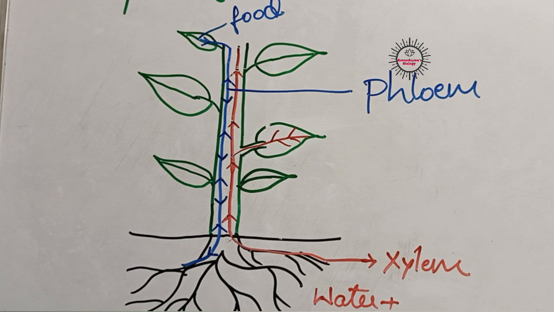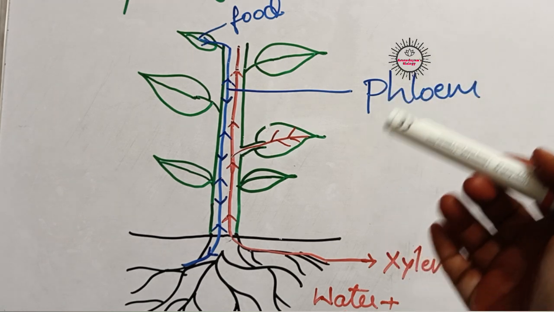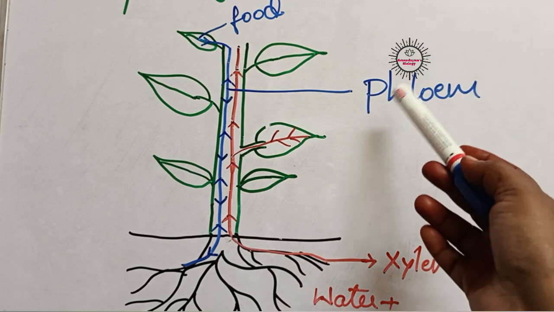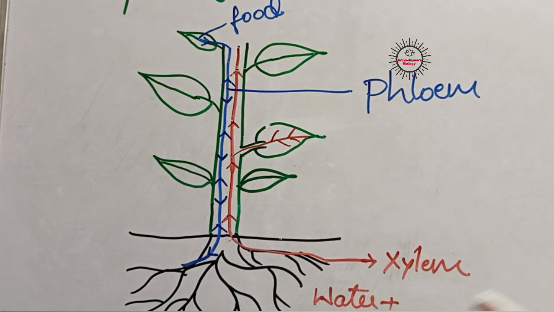Transportation of food materials in plants is called translocation, and this process takes place with the help of a vascular tissue known as phloem. Of course, xylem is also a vascular tissue. We have two types of vascular tissue, xylem and phloem. So phloem helps in the transportation of soluble products of photosynthesis, and this process is called translocation.